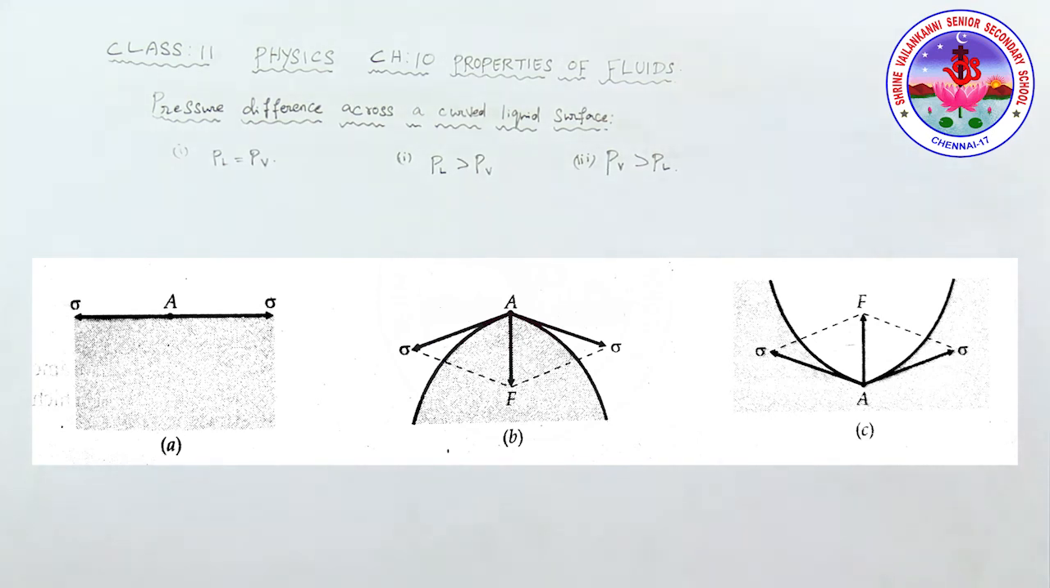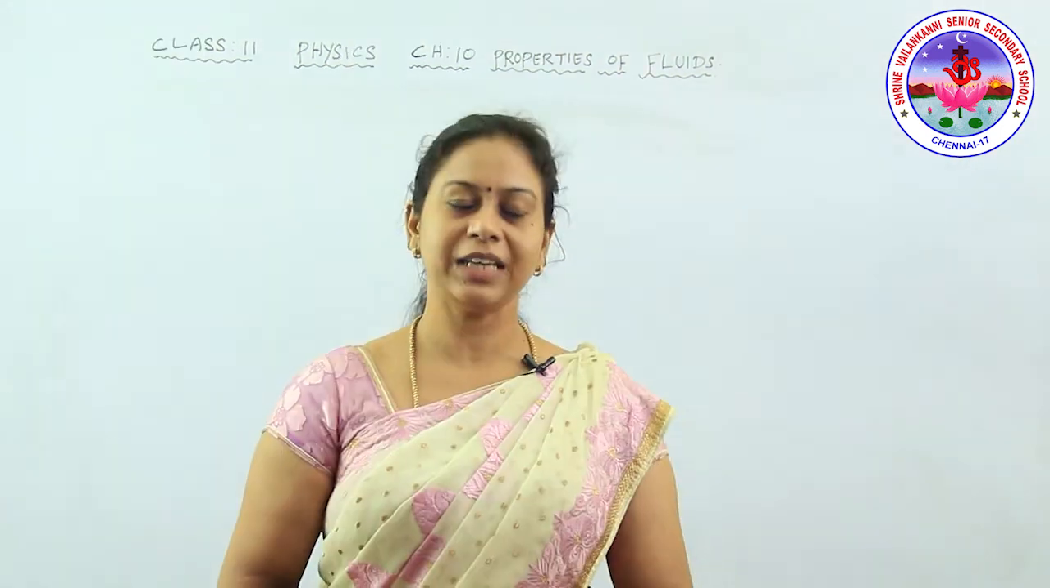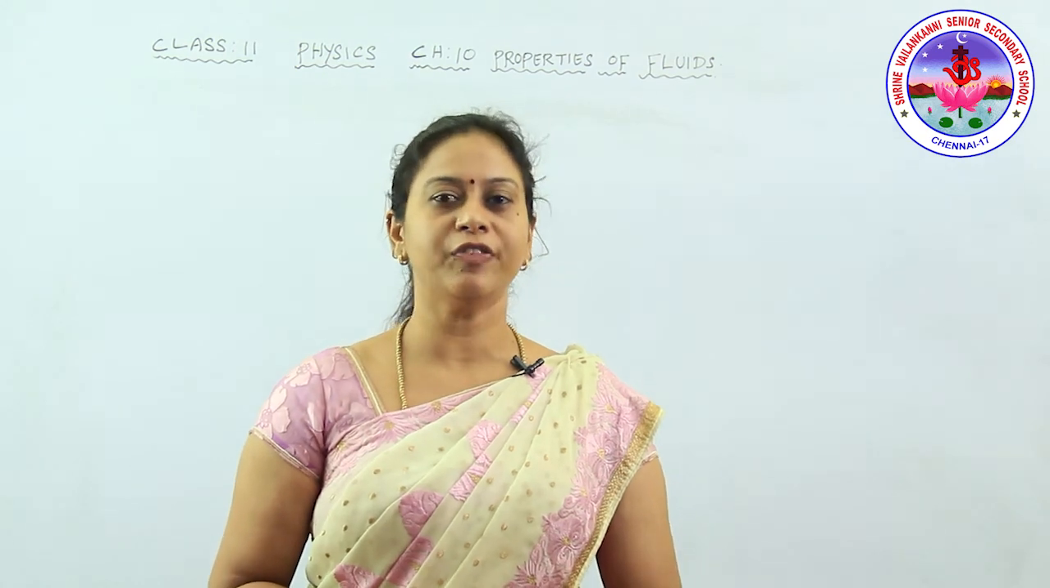See the third case, students. If the surface is concave in the diagram, there is a resultant upward force. See the force direction due to the surface tension on the molecule A. So for the surface to remain in equilibrium, the pressure on the vapor side must be greater than the pressure on the liquid side. So PV is greater than PL. Right? Yes, students.